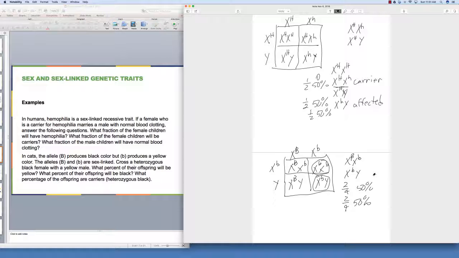What percentage of the offspring are carriers? So that's a female who is heterozygous, and here's the female that's heterozygous. So out of the 4 offspring, 1 will be a carrier, or 25% will be a carrier. So a carrier is heterozygous for the trait, and a carrier is almost always a woman.